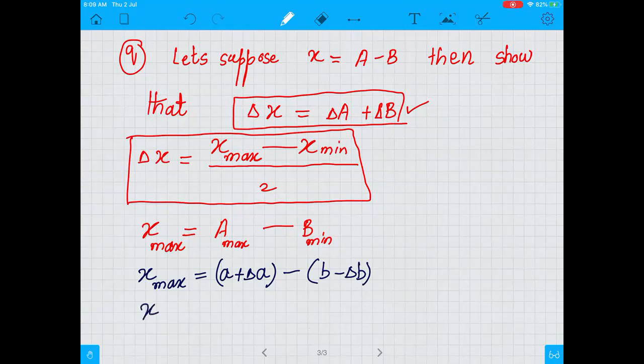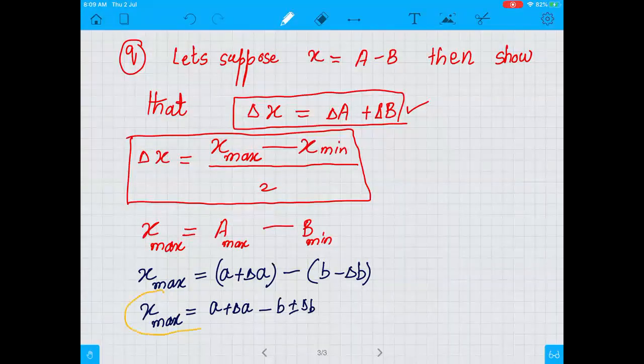If we simplify this, x maximum would be a plus delta a minus b plus delta b. Now this is x maximum.